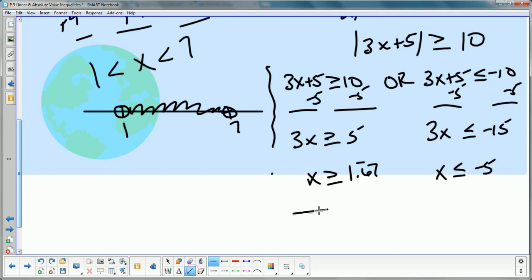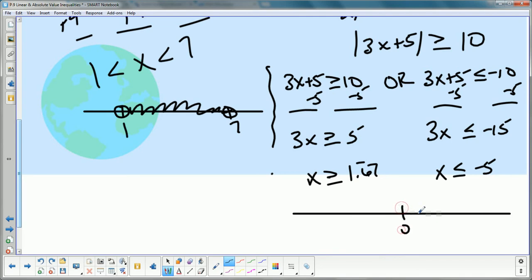So remember, in an OR statement, we do not shade in between, we shade outside. So if I have 0 in the middle, 1, 2, and then let's see, negative 1, negative 2, negative 3, negative 4, negative 5, and they're both closed circles now, so I'm going to put a closed circle at negative 5, put a closed circle at 1 2/3, so we want greater than or equal to 1 2/3, shade to the right, less than or equal to negative 5, so I shade to the left. So you notice when it's an OR statement, they're going to go in opposite directions.